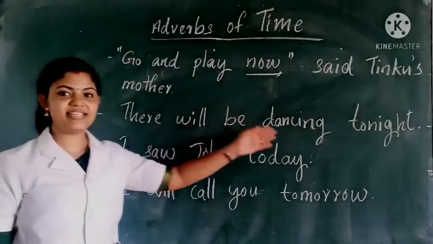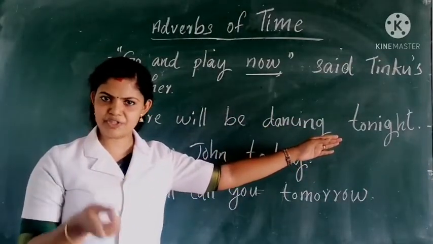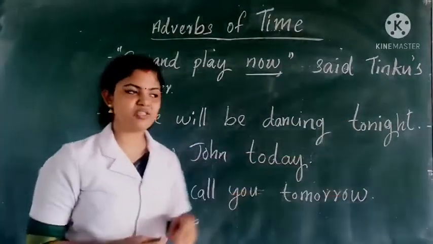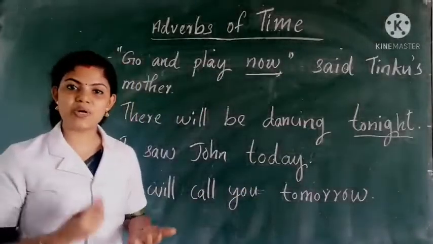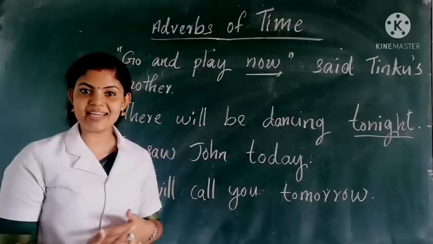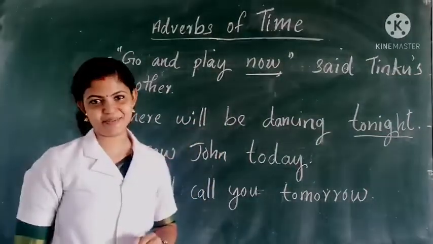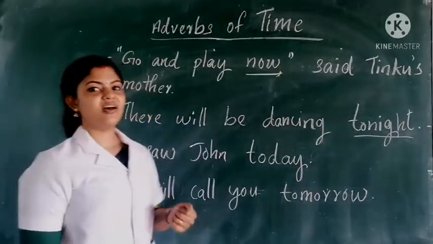There will be dancing tomorrow. Day after tomorrow. Next week. No, tonight. So this sentence answers the question when. When is the dancing? There will be dancing tonight. Okay, so this one is also an adverb of time.